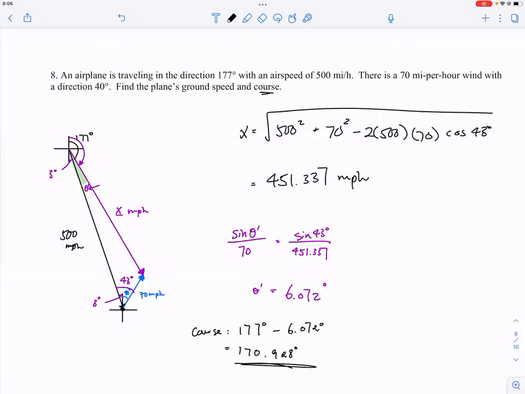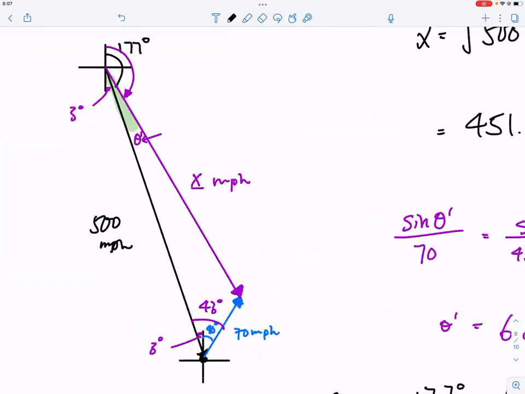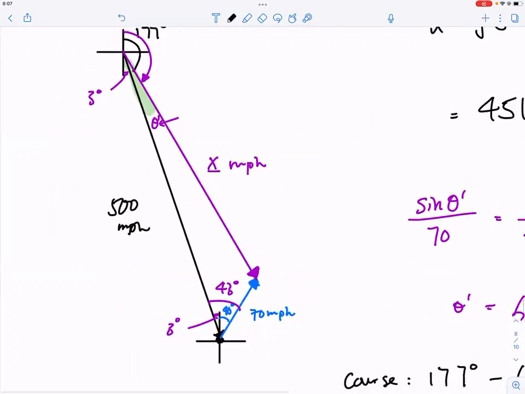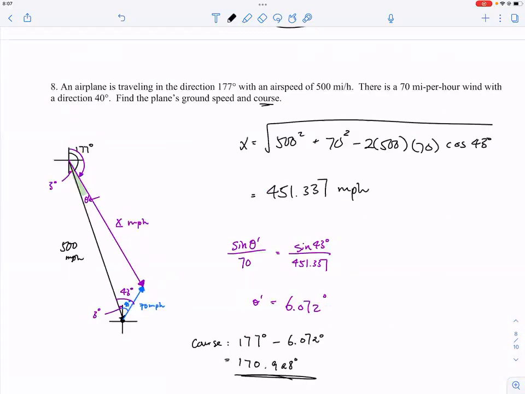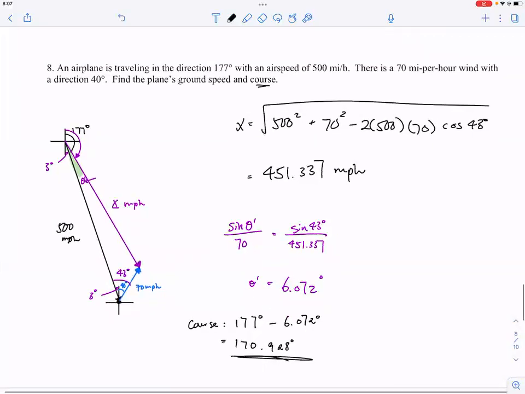Ground speed is the resultant, course is the resultant direction. So make sure that you know the law of sines and the law of cosines to help you find all the details of this triangle. Draw the vectors somewhat to scale so that you have a good way to tell what it's going to be like for the ground speed and the course.